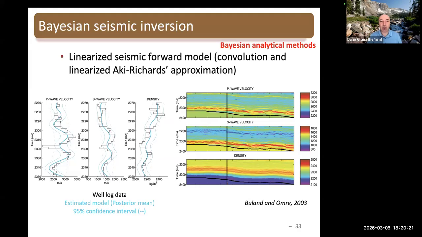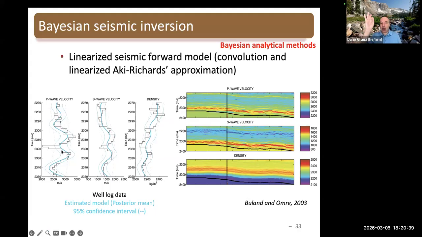So we have a 2D map. On the left, the true model is the black line. At the well location, you can measure almost everything you want, so the well location is actually a good place to validate your model. The black lines here are the well log data.